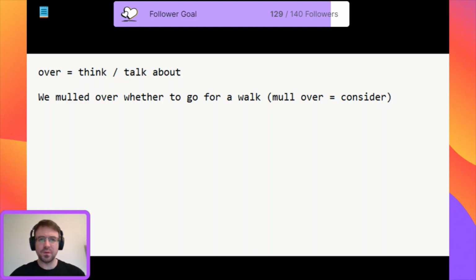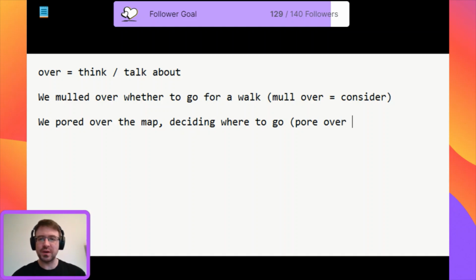Or, for example, we pored over the map, deciding where to go. Again, pore over means to look carefully at something. And again, it shows us this idea that you are thinking very carefully about the decision that you're going to make. So over is always this idea of thinking about, talking about, showing that we are considering deeply some kind of idea.